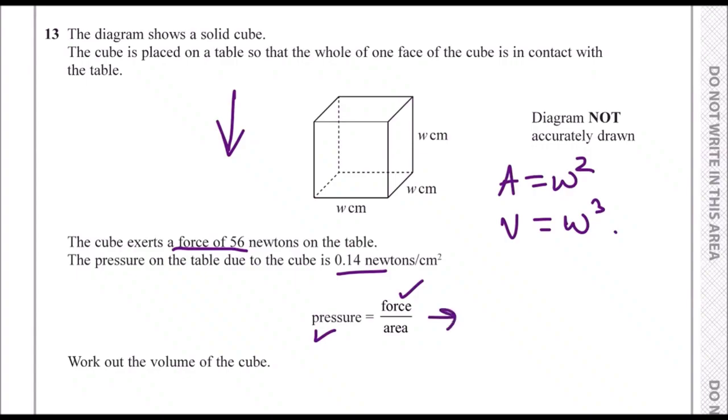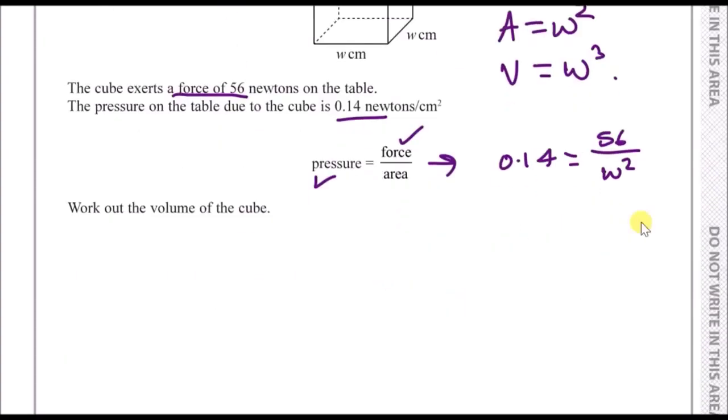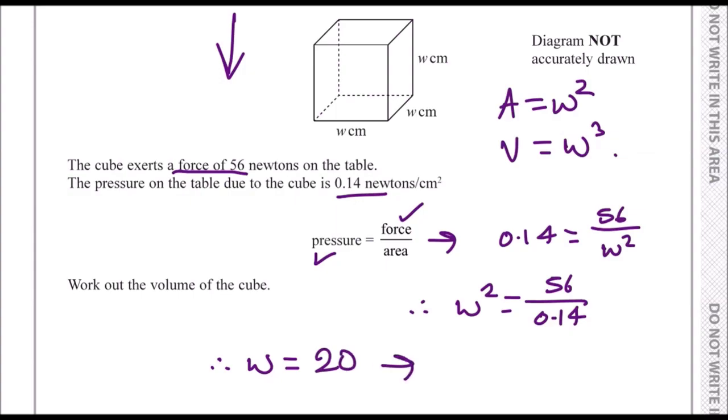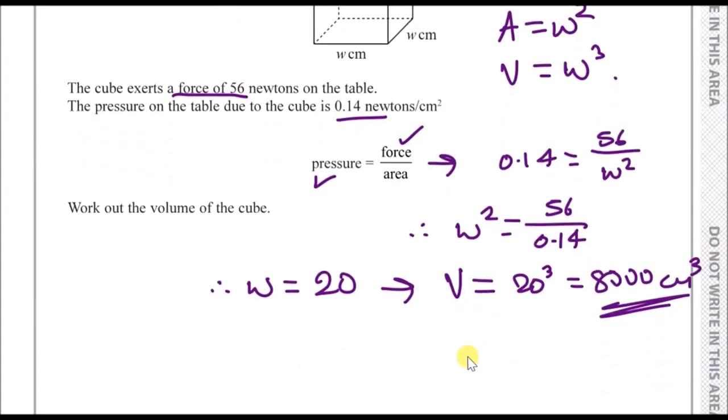Using the pressure formula and substituting the values in, we have 0.14 on the left equals a force of 56 over an area of W squared. To solve this, just rearrange and make W squared the subject. All I would do is times W squared across and divide by 0.14. So you get W squared equals 56 divided by 0.14. Now, put this in a calculator and then square root the answer. You should get a W value of 20. And therefore, to get the volume, just cube this result. So the volume is W cubed, which is 20 cubed, and that is 8,000 centimeters cubed. And that's it, guys. That's 13 done.